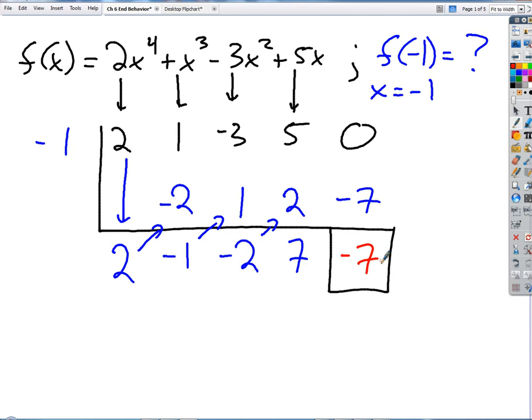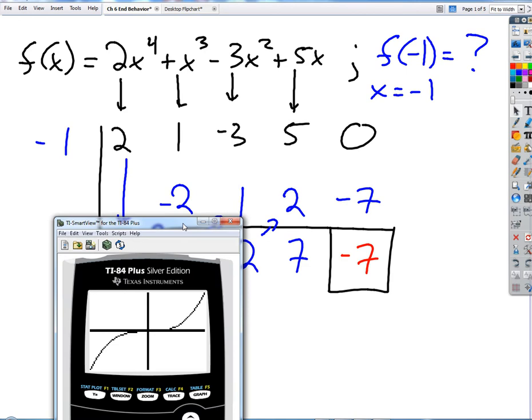There is a shortcut on our calculators too, though, right? Remember, I want you to be aware of this because this is a good one.